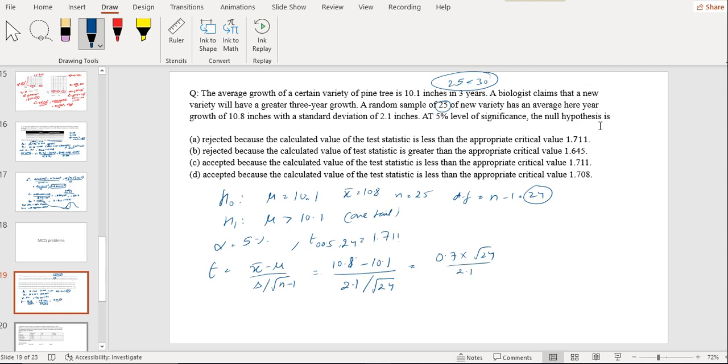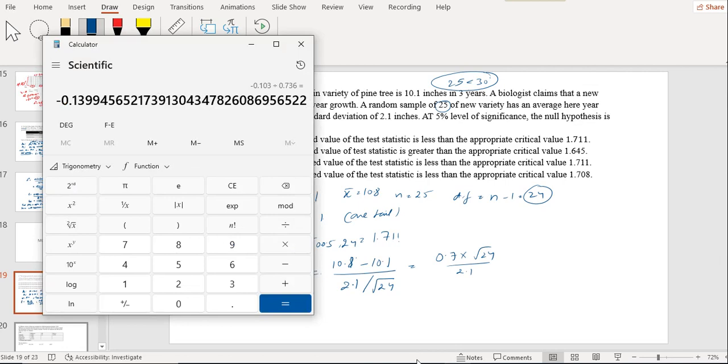Okay, so if I multiply 0.7 with square root of 24 and divide by 2.1, its value is 1.63.